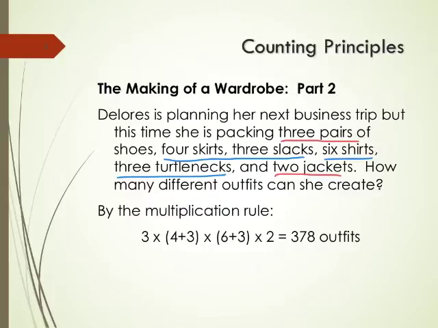So let's look at our buckets. We need a bucket for the shoes and a bucket for the jackets, and then let's put a bucket for the skirt, the leg part, and then the upper body part. So when we're looking at this, our shoes, we have 3 possible outcomes. Our jackets, we have 2. If you add the 4 skirts to the 3 slacks, you will end up with 7 options in that, for the lower body. And then 6 shirts and 3 turtlenecks, you end up with 9 possible upper body outfits.